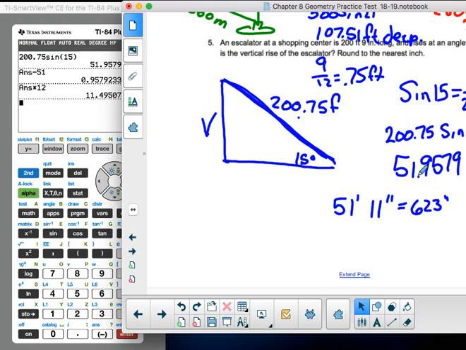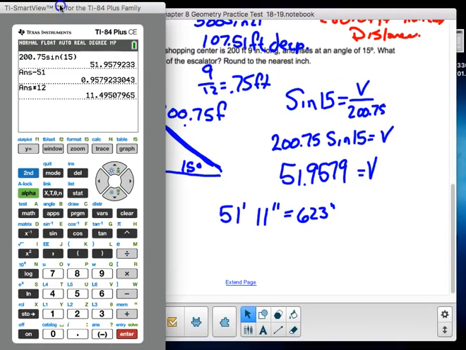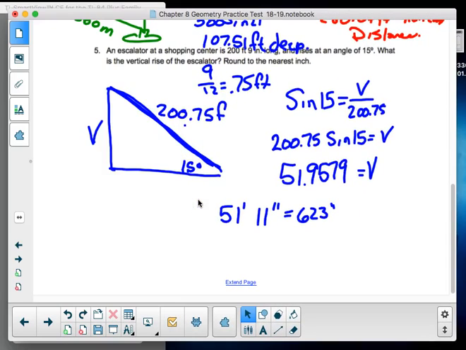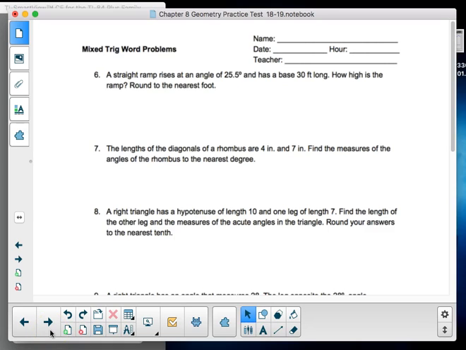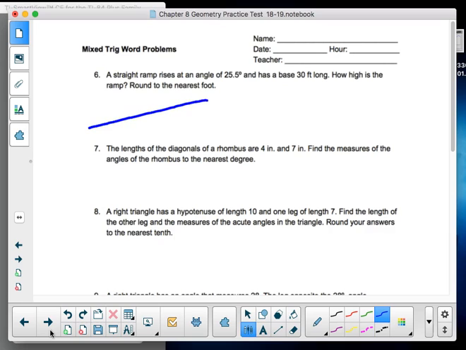All right, so now sliding on, we are looking at our next page. Number 6: a straight ramp rises at an angle of 25.5 degrees, and it has a base of 30 feet long. My base is 30 feet. How high is the ramp? They want to know how high the ramp is.